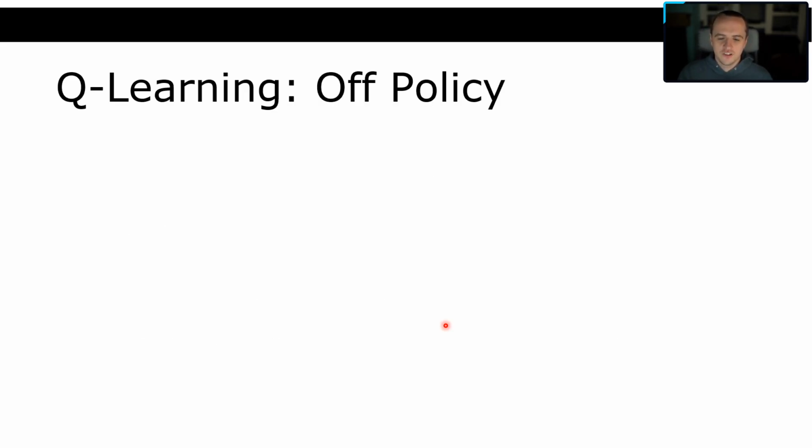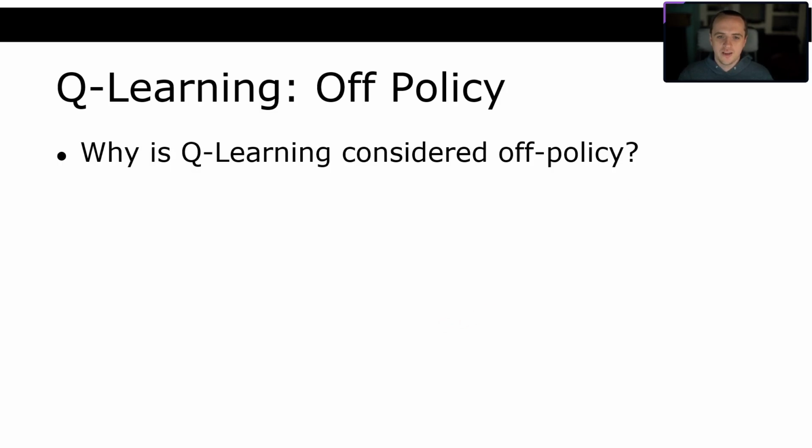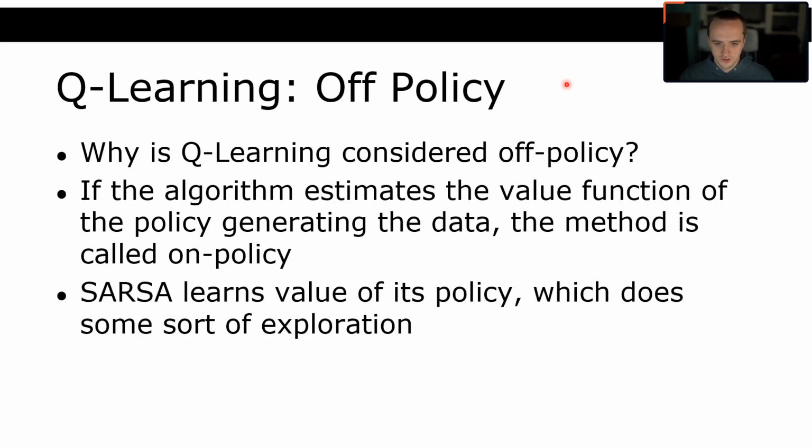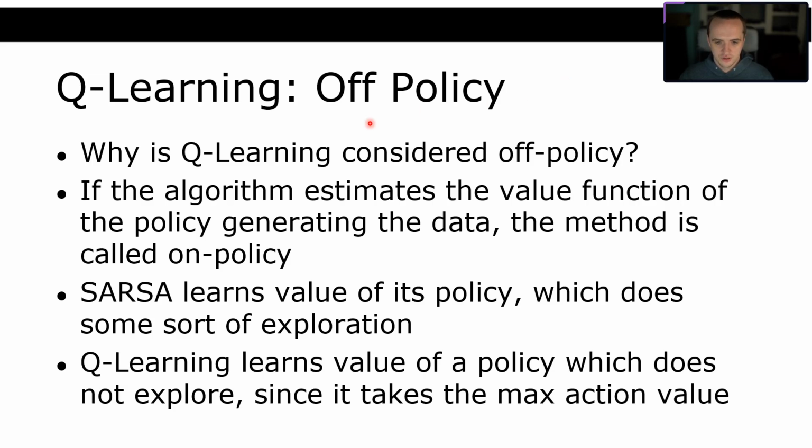So Q-learning is off policy. Why is Q-learning considered to be off policy? Well, if the algorithm estimates the value function of the policy generating the data, then the method is called on policy. Sarsa learns the value of its own policy, which does some sort of exploration.